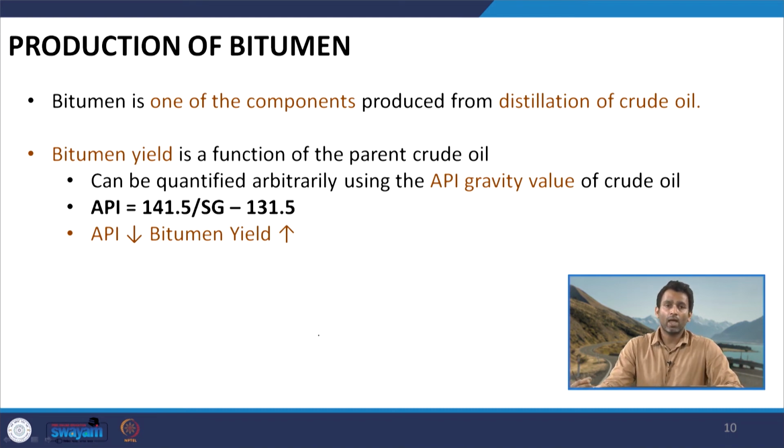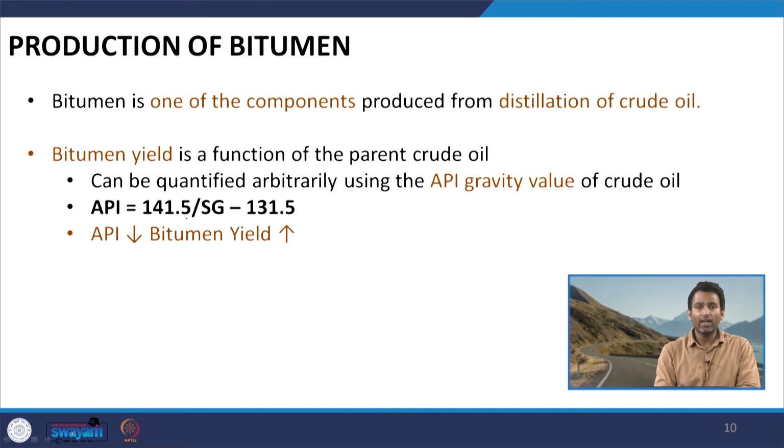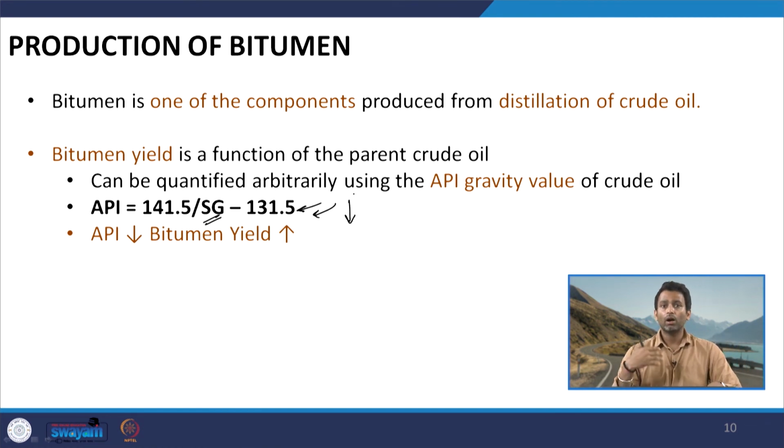API stands for American Petroleum Institute, and mathematically this can be written as 141.5 divided by specific gravity, minus 131.5. So, here you can understand that for heavy crude the specific gravity will be more. If the specific gravity is more, this quantity will be less. So, the lower the API gravity, the higher the bitumen yield. This is just an indirect method to determine the yield of the bitumen from the parent crude oil.